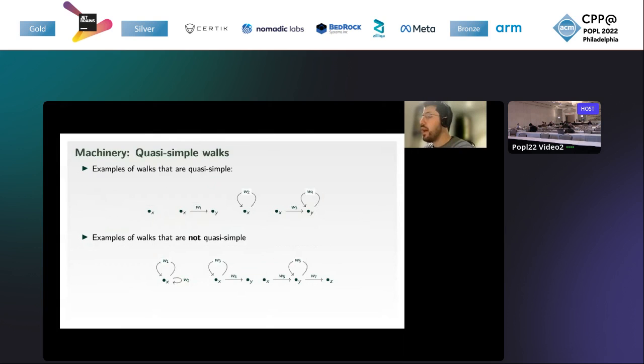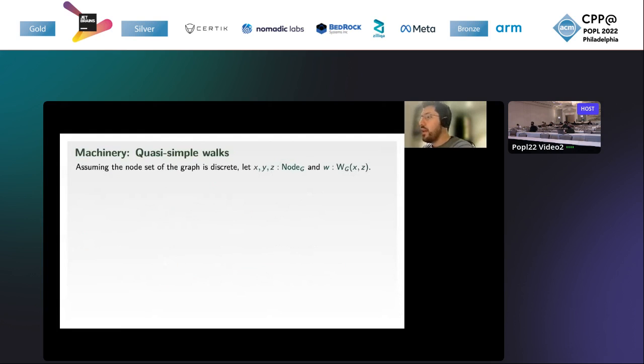In the paper, I introduce the concept of quasi-simple walks to define later a refinement of the spherical maps. A quasi-simple walk is one in which I permit a cycle at the end of the walk, but I will not allow cycles at the beginning or in intermediate parts of the walk. Let's make this precise. But first, in what follows, I will assume that the node set of the graph is discrete.